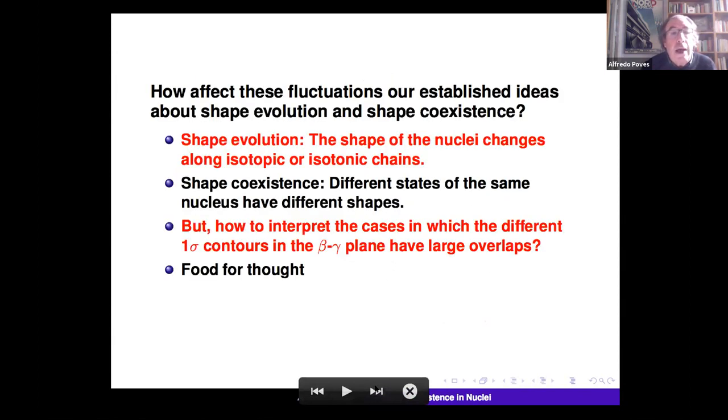And just with that, I finish saying that this fluctuation may challenge or establish ideas about shape evolution, or rather shape coexistence, because there are many cases in which the different 1 sigma contours in the beta-gamma plane may have large overlaps. And then is this coexisting? What is that? This is food for thought. And with that, I thank you a lot for your attention.